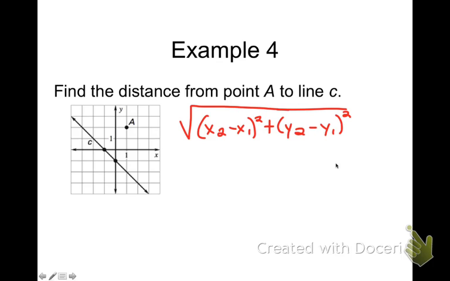Let's flash back to chapter 1. So go ahead and get your distance formula jotted down. So now we're going to talk about distance between two things. I want to find the distance that point A is from C. Now I want you to watch for a quick second. Don't put anything in your notes.